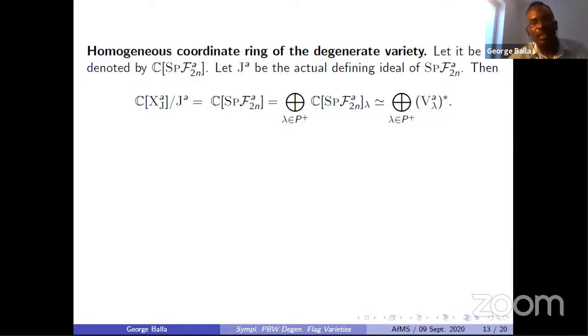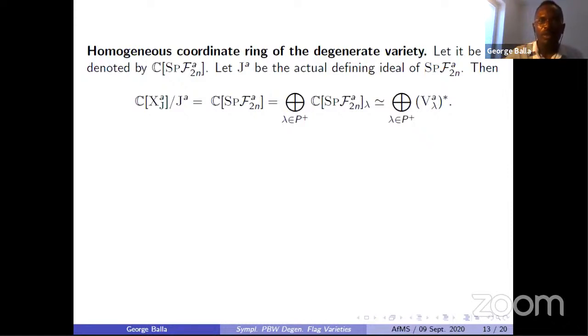And this coordinate ring has a decomposition in terms of these dominant integral weights. And so these are the homogeneous components. And this is isomorphic to a direct sum of some dual modules, because we know that every symplectic flag variety corresponds to some module, in this case the module V_lambda^A, the degeneration of the original modules.